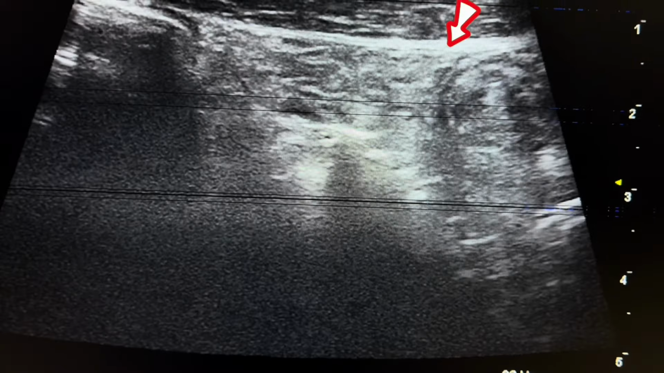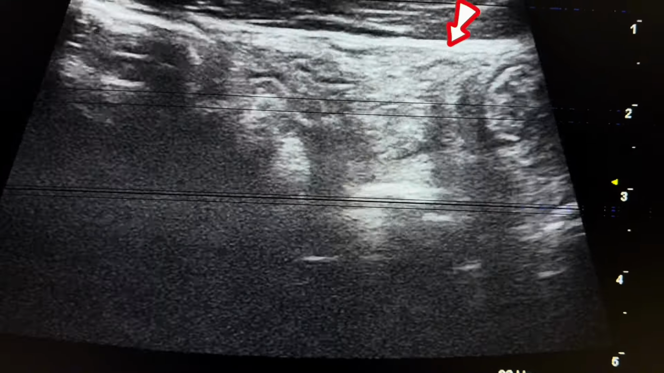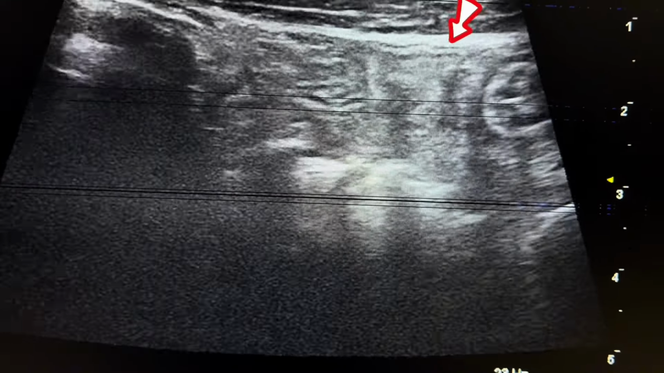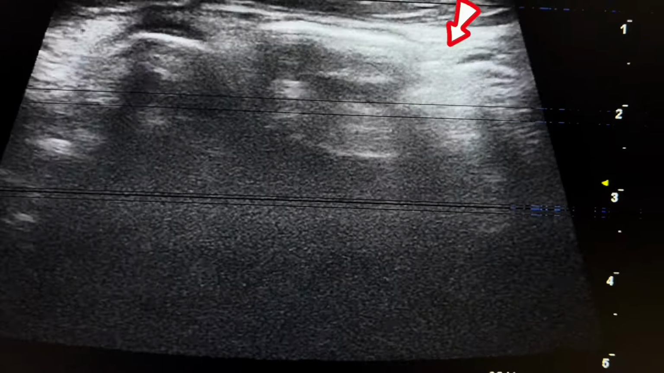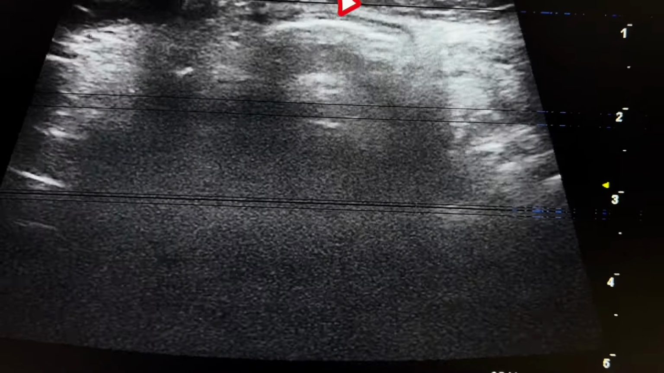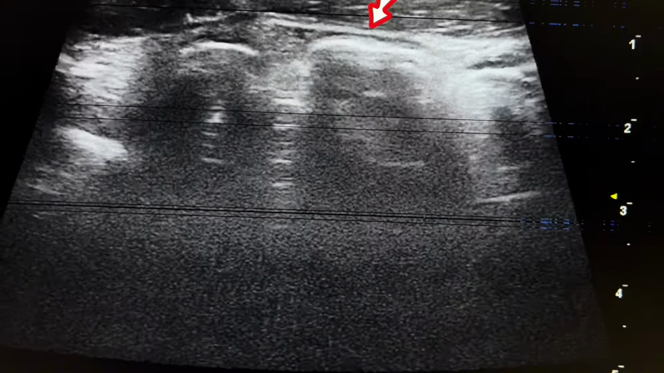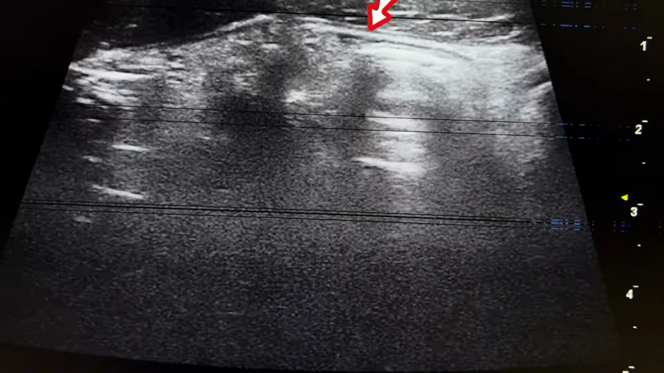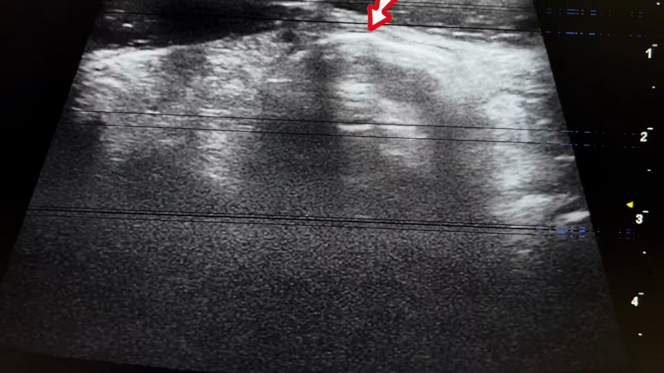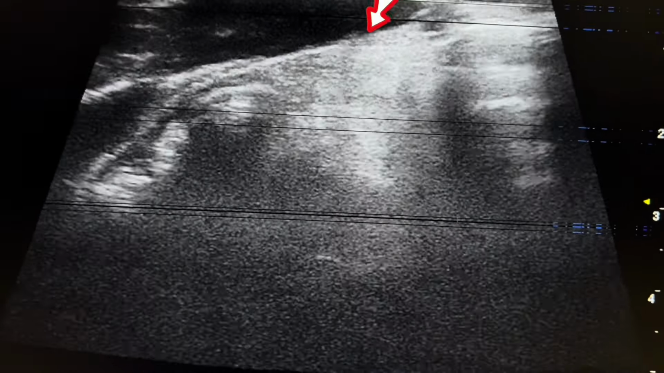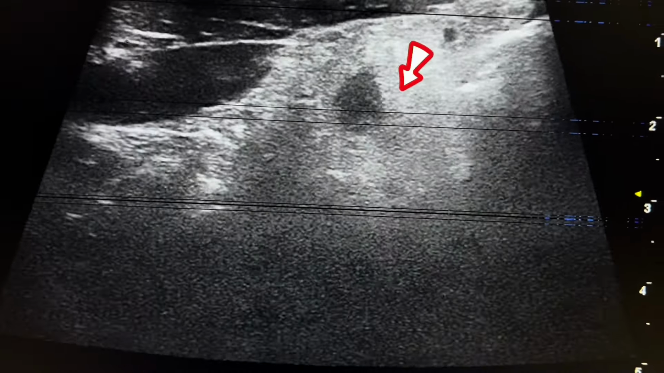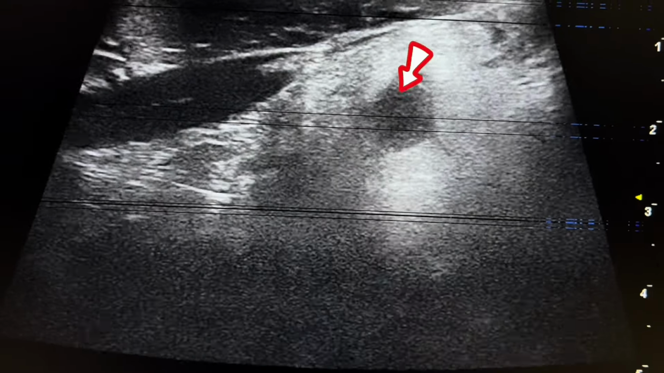Now we continue scanning the right iliac region from the distal ileum to locate the ileocecal junction or find out the cecum. Here we see the gases as an echogenic line in the gut. Here we see a hypoechoic area surrounded by echogenic tissues.